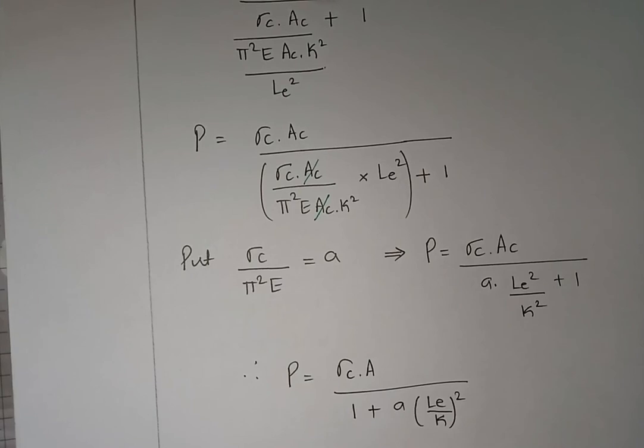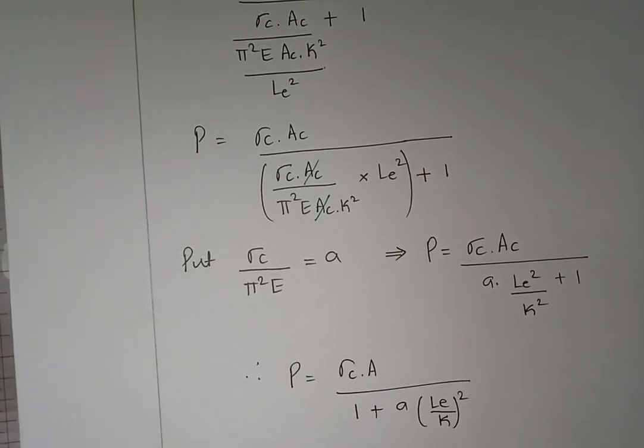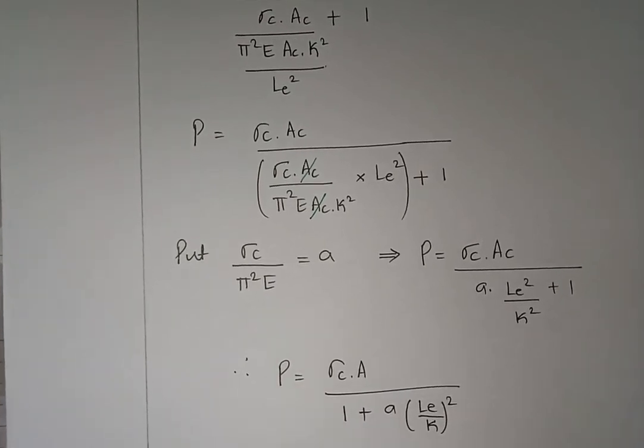Right? So this is Rankine's formula, which can be used for short columns as well as medium columns, whereas for long columns we always have Euler's formula which can be used. Right? So that's it for today's session.